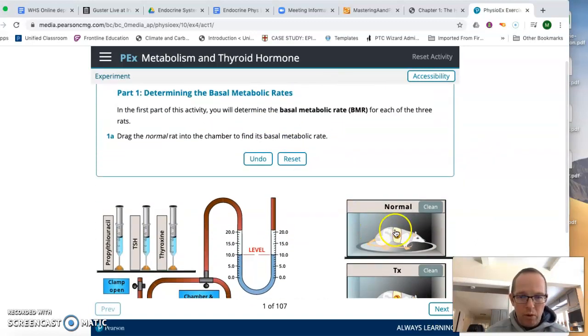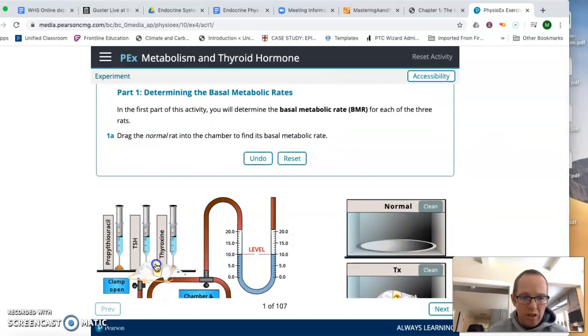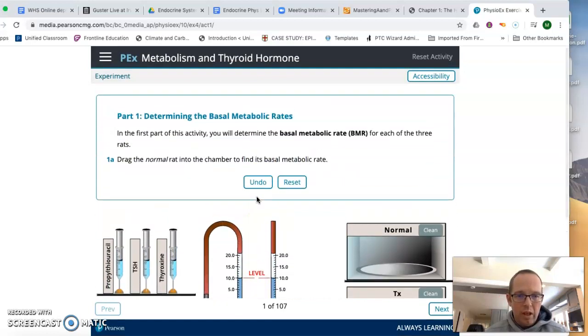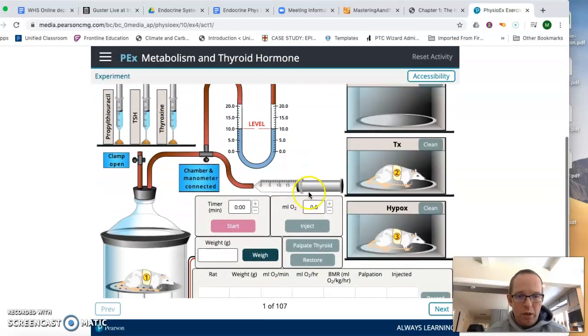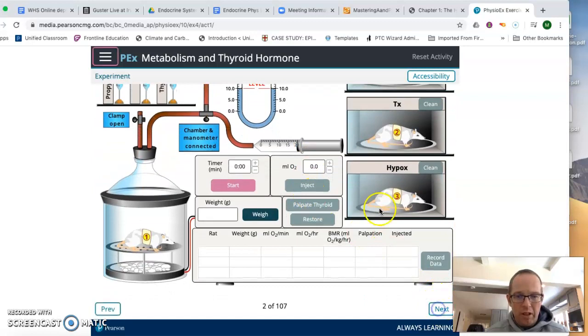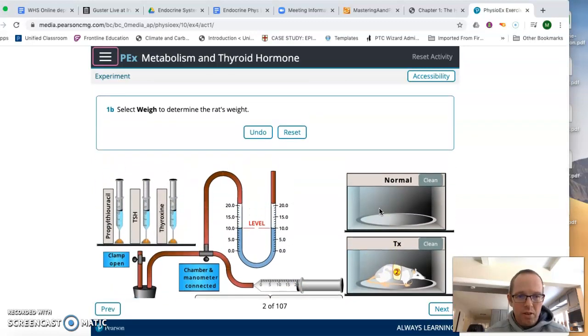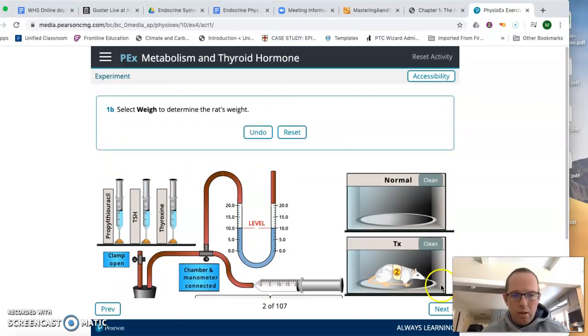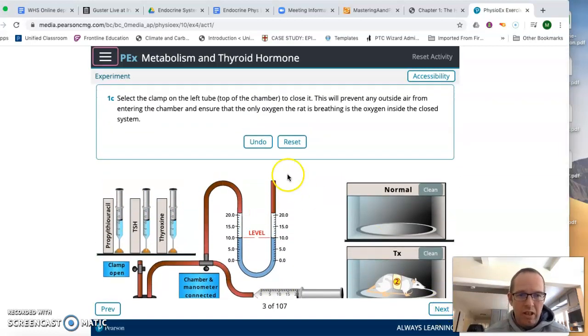So without further ado, because I have a time limit on this thing actually, I'm going to go ahead and drag this guy into the container. So far, it hasn't told me to do anything, so I'm going to click on next. Now it says select weigh to determine the rat's weight. So we're just going to weigh it, and we have a weight of 250 grams. You don't have to record that anywhere yet because it's going to save all this data. Then we click on next again.